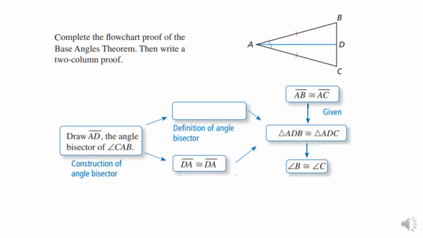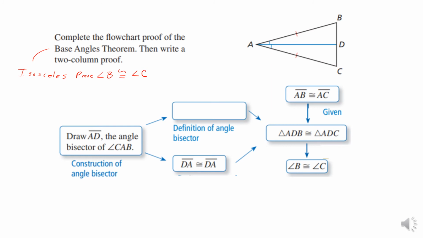Okay, so we're going to complete the flowchart proof of the base angles theorem. This is a theorem of an isosceles triangle, so it's important that you learn these along the way. And the base angle theorem is that the base angles of an isosceles triangle are congruent. So what we have to prove is that angle B is congruent to angle C. That is what we're trying to prove.